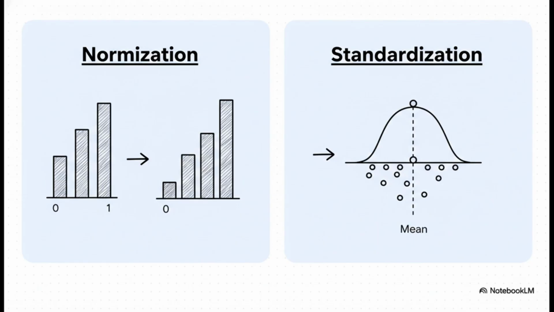The first is normalization, which squishes all your values into a fixed range, usually 0 to 1. This is really useful when you know your data has a bounded range. The other is standardization. This rescales your data so it has a mean of 0 and a standard deviation of 1. This method is generally less sensitive to outliers and is preferred for many algorithms.